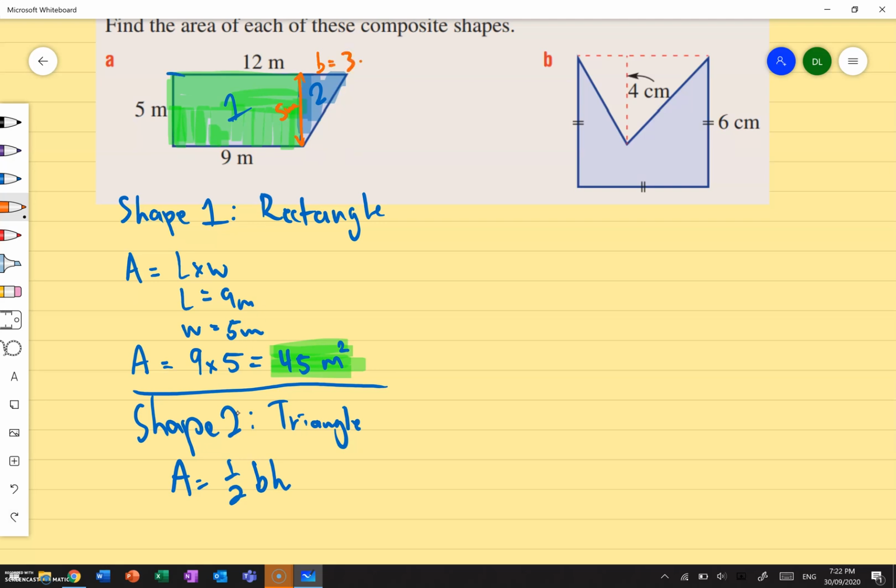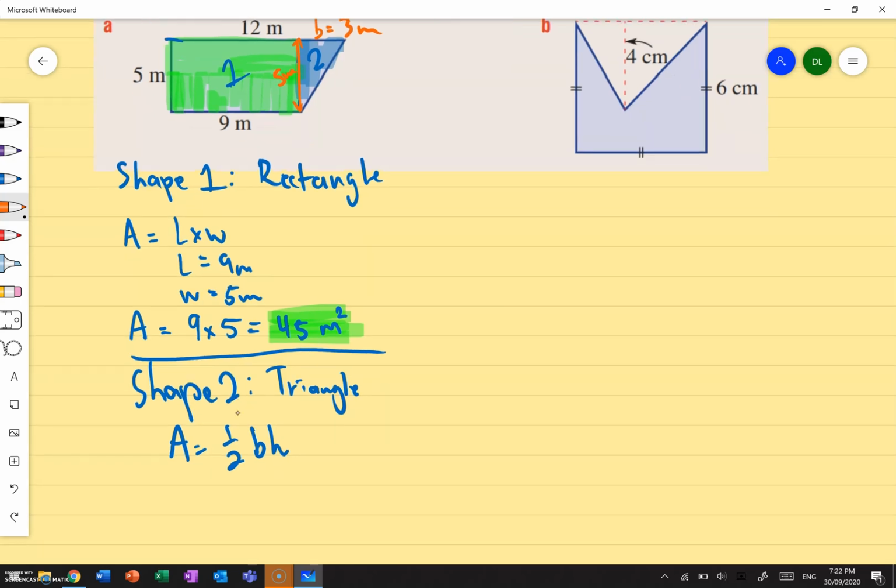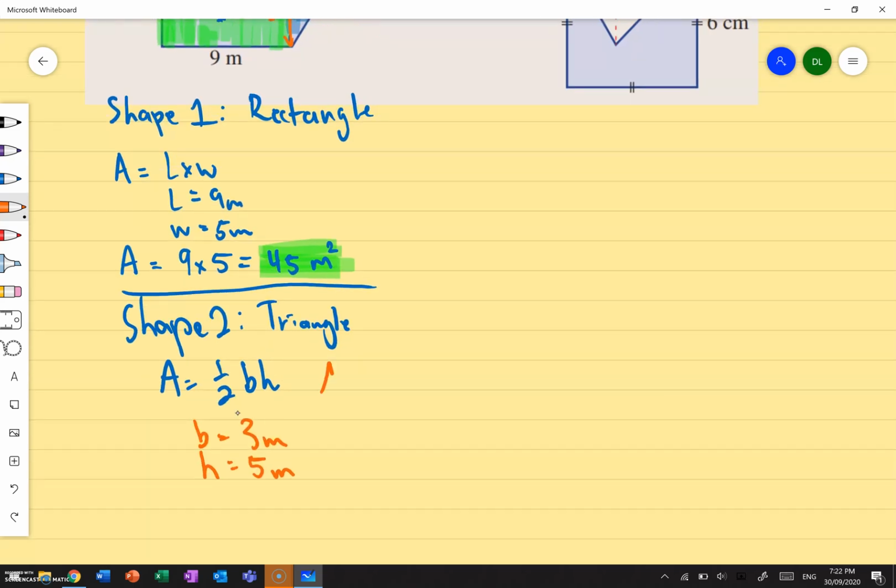So base equals 3 meters. I know that my height equals 5 meters. And so area equals half times base, which is 3, times height, which is 5. I know that to be 7.5 meters squared. So what I'm going to do now is, remember, it's the total area, so I'm going to add them up.